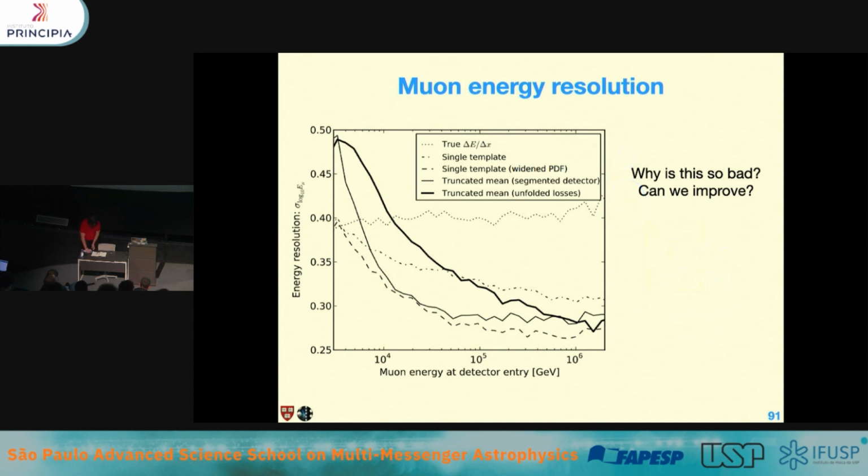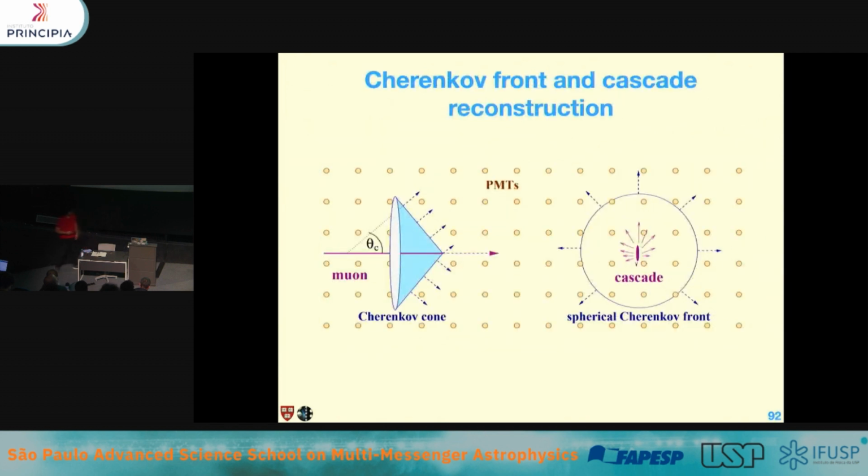Okay. So now let me talk about cascades, which is our other favorite morphology. So this is our muon. This is, of course, as you already know, a cartoon because photons go all over the place, but this is how we would like it to be.